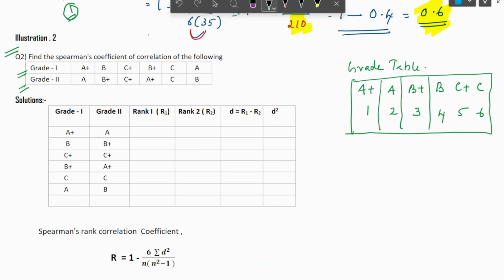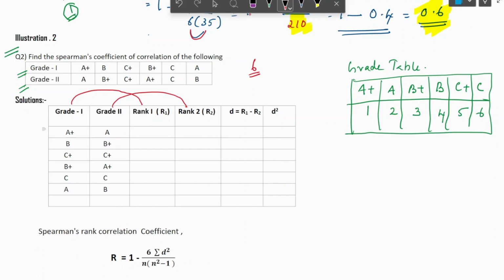Now see here. You first need to know this concept, then only can we make it the grade. Here A plus first rank, A second, like this way. Now what are we going to do? Instead of a 4-column table, it is automatically going to be a 6-column table. Okay. The first 2 columns, the grades, are given directly. We have marked these grades. Next, we write the rank R1, R2, then D and D square. Now see here, what is rank 1? Rank 1 is connected to grade 1. Rank 2 is connected to grade 2. You are going to change the grade into rank.